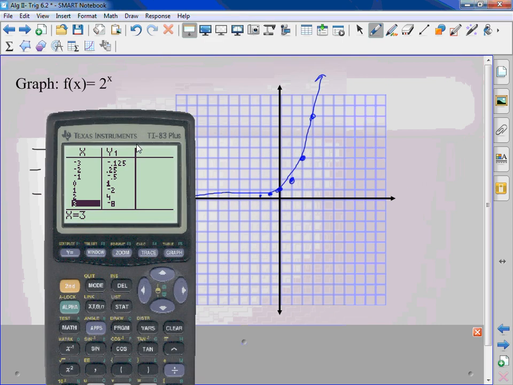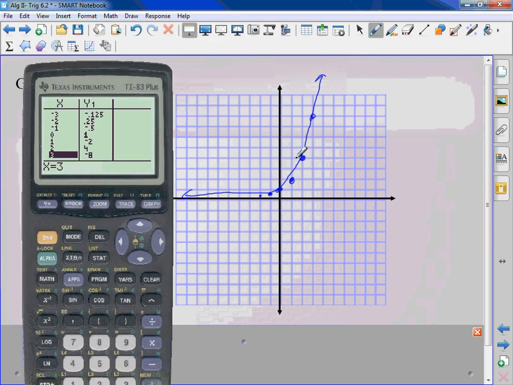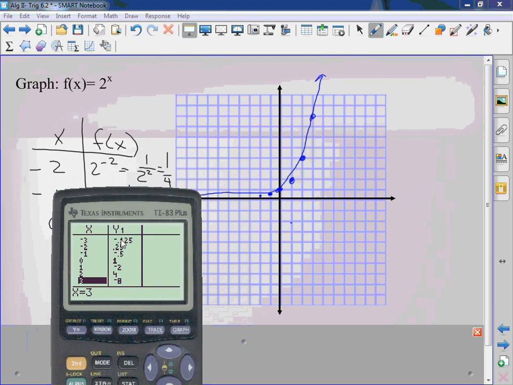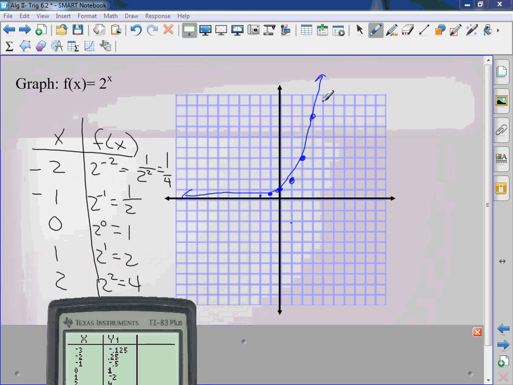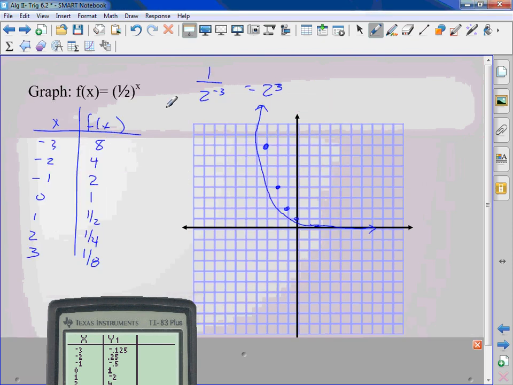Right. At 0 it's 1, then it goes to -2, then to positive, then negative. It's going to be up and down, up and down. It's not exponential. Exponentials have to look like this. So the base always has to be positive, whether it's greater than 1 or less than 1.